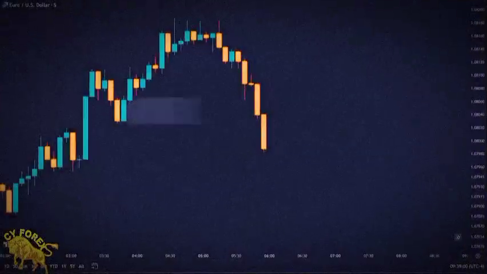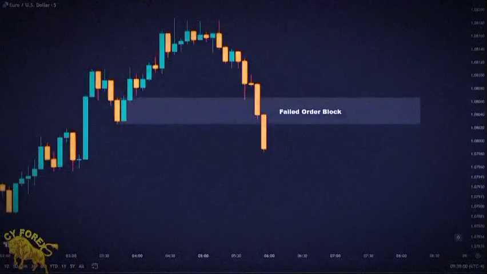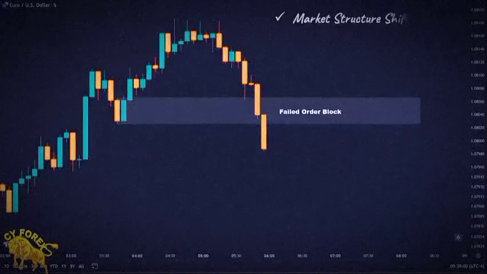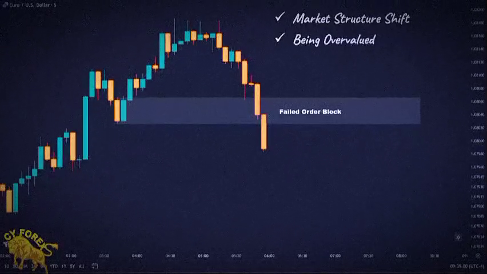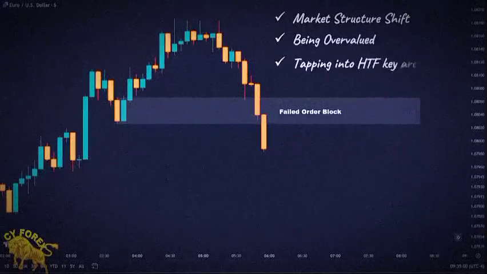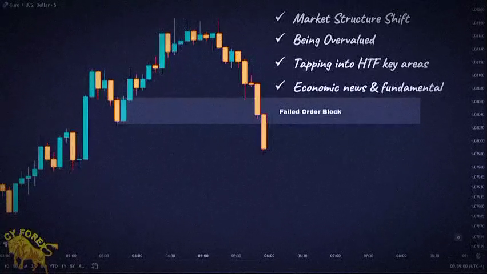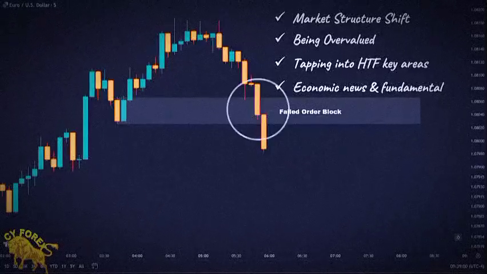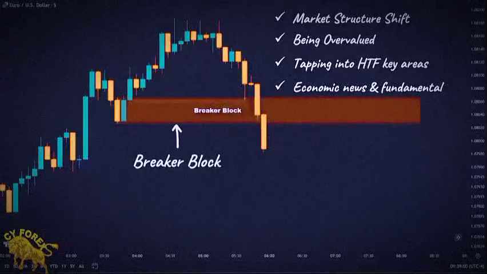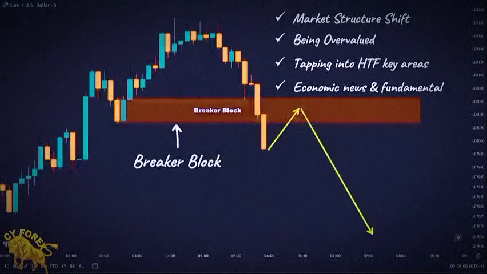The market might ignore the supply and demand of an order block for various reasons, including shifts in market structure, being overvalued or oversold, tapping into higher timeframe key areas, the release of important economic news, or other fundamental factors. When a valid demand order block fails to reject the price and price breaks through it to the downside, it becomes a supply level, which is called a breaker block. In this scenario, it is expected that the price will reject this area and then push to the downside.